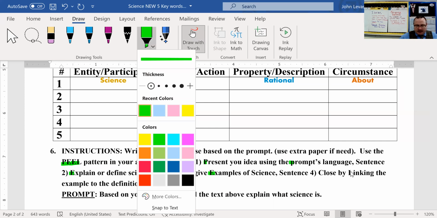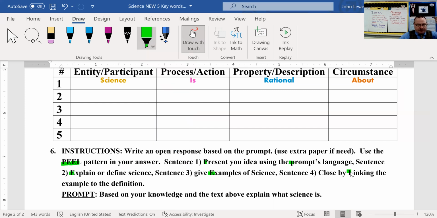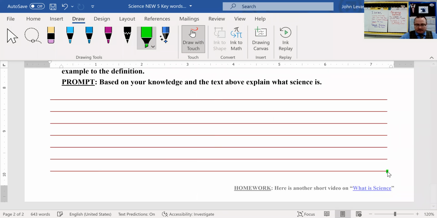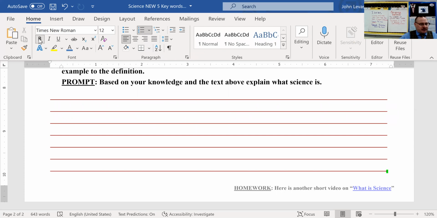So there's the P, present using the prompt, explain, number 2, example, number 3, link, number 4, PEEL. And examples can often be, you can cite evidence. You can cite textual evidence as your example. And you can just use the definition to give your explanation often when you write these. So let's do that. Let's start this together.